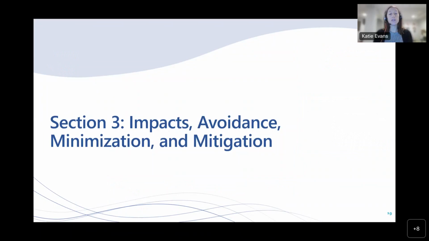So now we'll get into really what the meat of the draft assessment is, which is section 3, to provide you with an overview of how it's set up and what you can find there. Next slide.